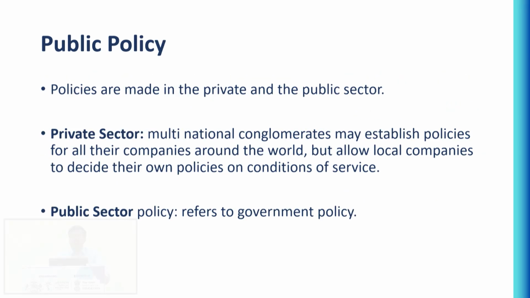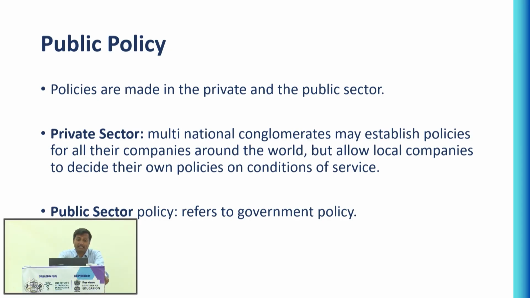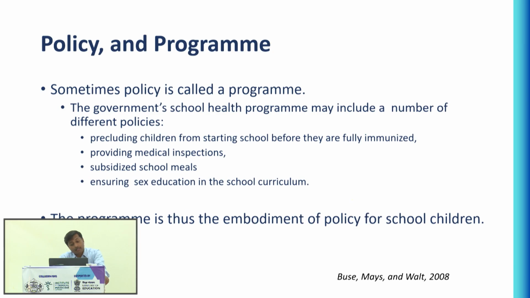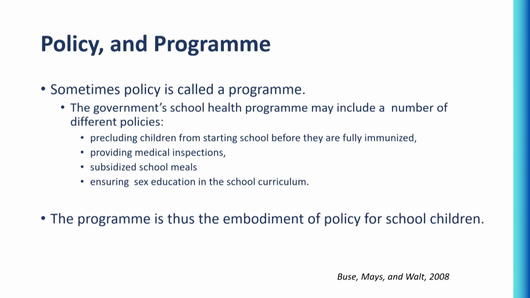Well, policies could be private or they can be from the public sector. For instance, there could be a group of multinational companies and they might have individual policies for companies in individual countries. A public sector policy may widely refer to government policy. Sometimes it is also differentiated between a policy and a program. For instance, the government school health program may include a number of different policies. So in that case, the program is the embodiment of policy for school children.